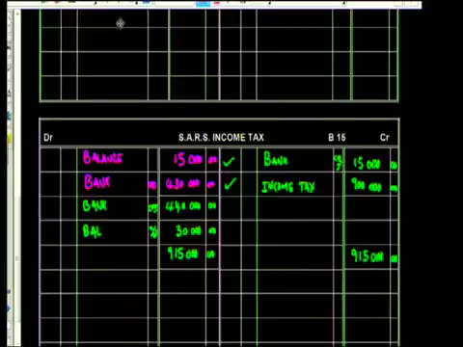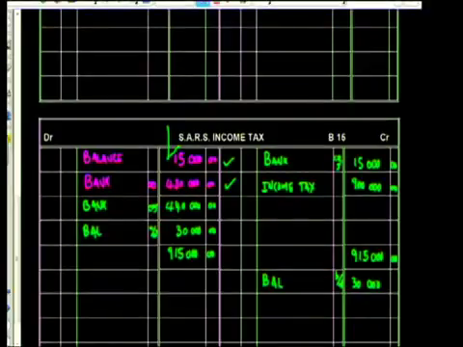Carried down, and my balance brought down would be 30,000 Rand on the credit side. Notice this account started as a debit balance at the beginning of the year, and it ended with a credit balance at the end of the year. So that's why we said, once again, what type of account is SARS income tax? Answer, it depends. On what? On the balance. Beginning of the year, asset. End of the year, liability. Okay, done and dusted. Let's move on.